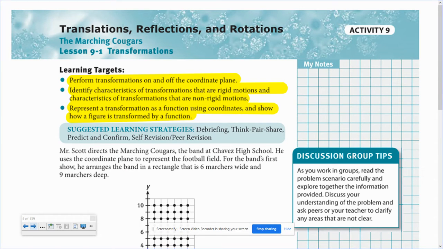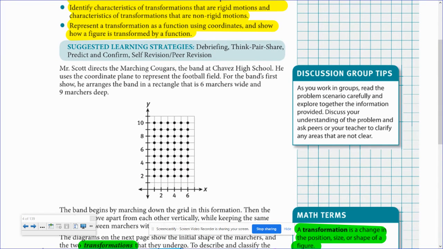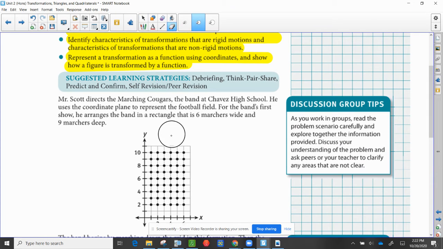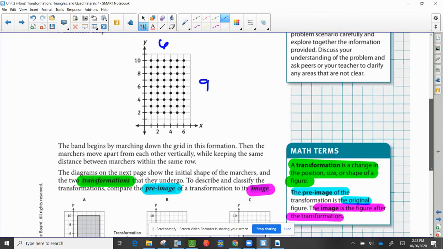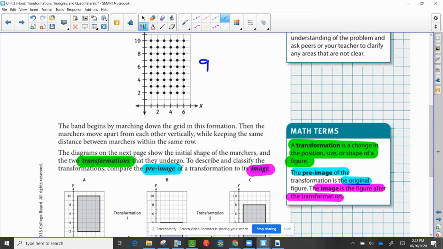So we have this situation coming here with Mr. Scott, and he directs the Marching Cougars, the band at, let's just say, South High School instead, since we're Cougars. He uses a coordinate plane to represent the football field. For the band's first show, he arranges the band in a rectangle that is 6 marchers wide and 9 marchers deep. So it's 6 by 9. Okay?